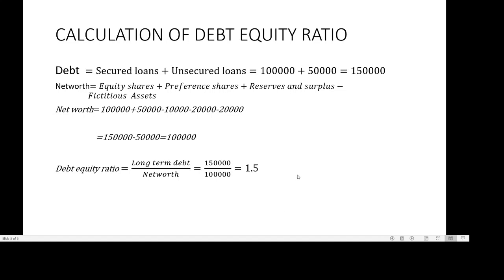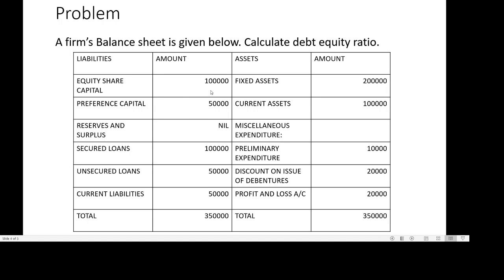Now, we will calculate the debt equity ratio. Debt is equal to secured loans plus unsecured loans, that is 1 lakh plus rupees 50,000, 1 lakh 50,000. Net worth we'll have to calculate. How do you calculate net worth? Equity shares plus preference shares plus reserves and surplus minus fictitious asset. So in the balance sheet which is given to us, we can see equity share capital 1 lakh, preference share capital 50,000, reserves and surplus is not there.